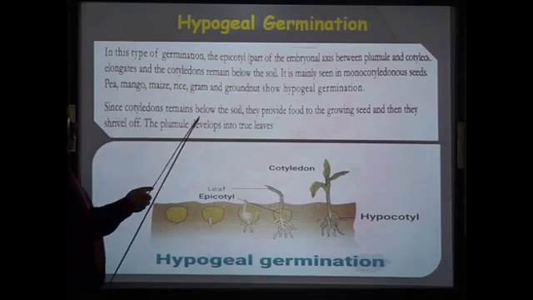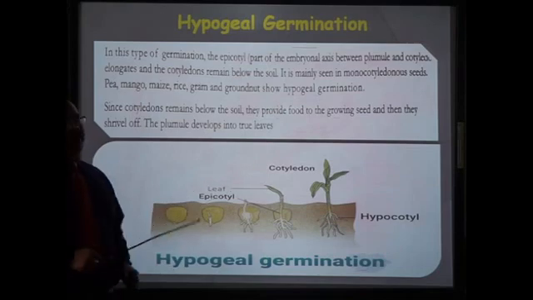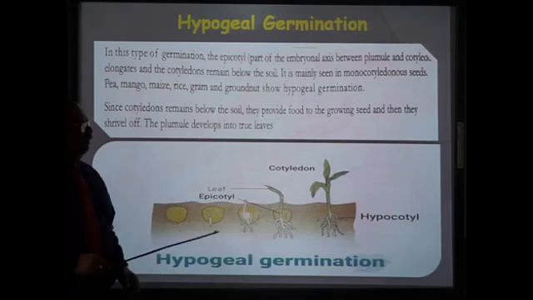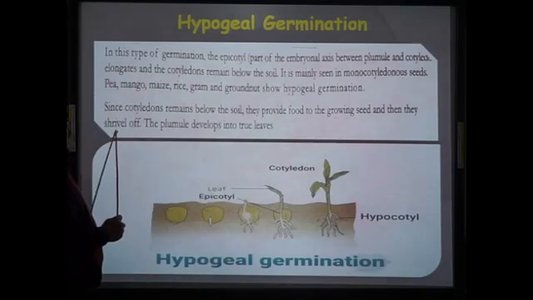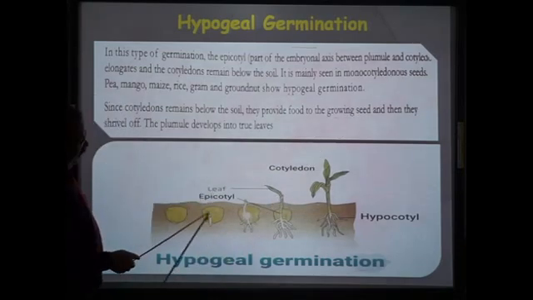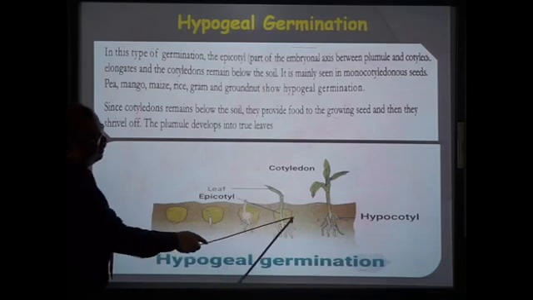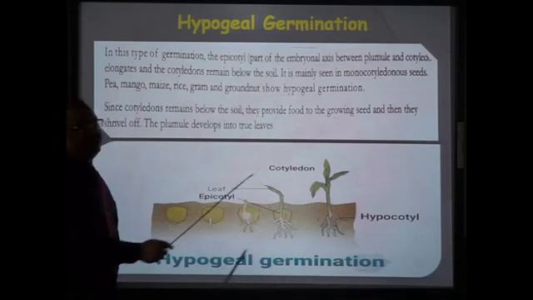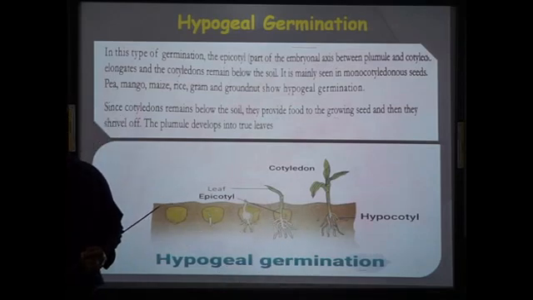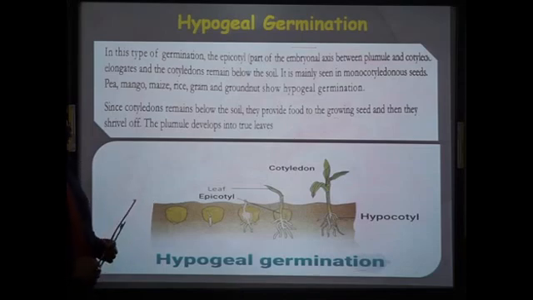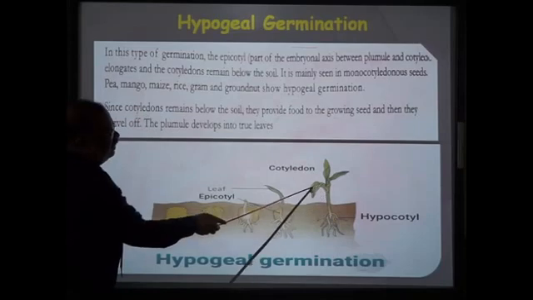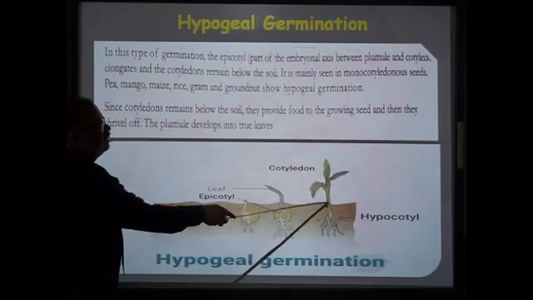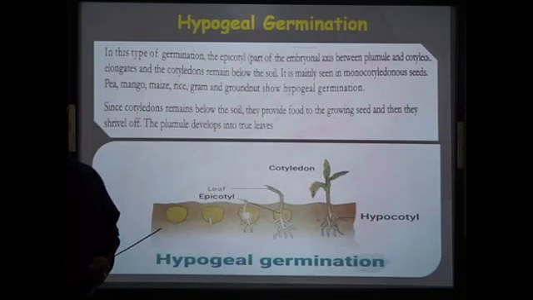Since cotyledons remain below the soil, what do they do? They provide food for the germinating seed. They shrivel off. After some time you can see it is reducing in size. It gets dried and becomes very small, it shrinks. The plumule develops into true leaves. Now you can see the leaves are coming out and it is turning into the shoot system.